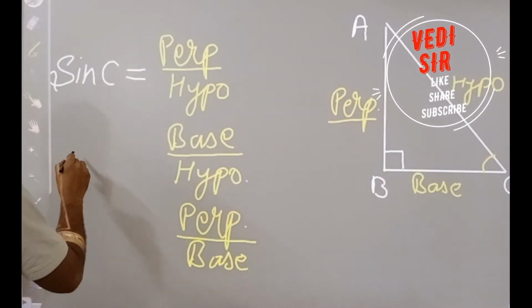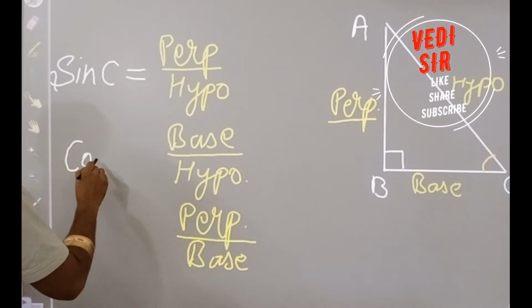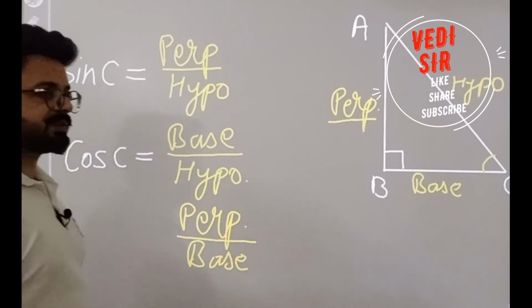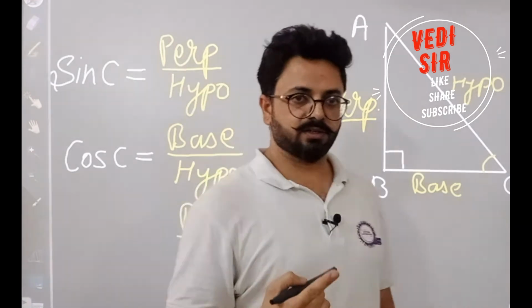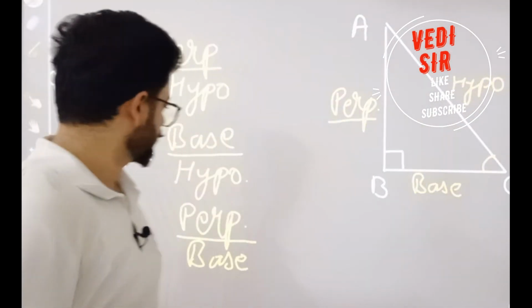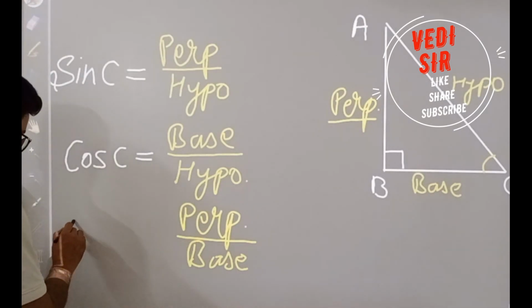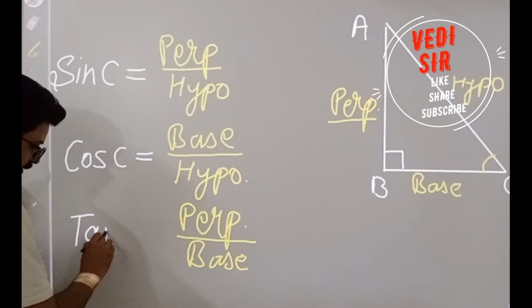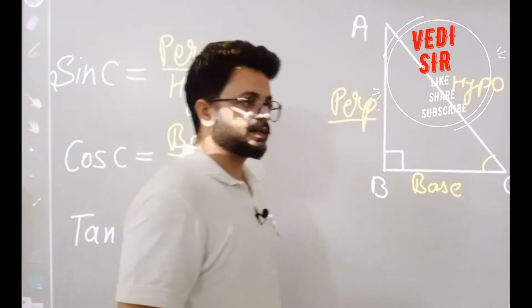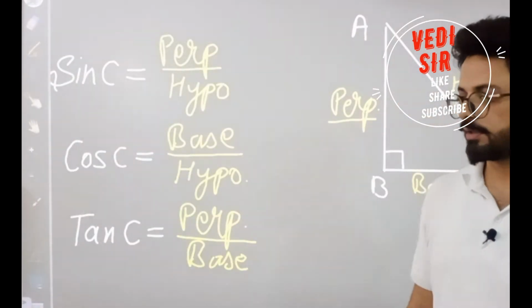Next is cos C. C is the angle. Cos means cosine. And next is tan. Tan, C is the angle. Tan means tangent.